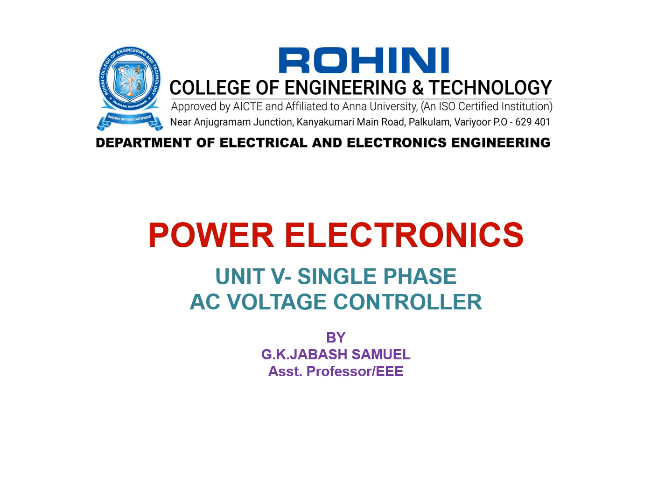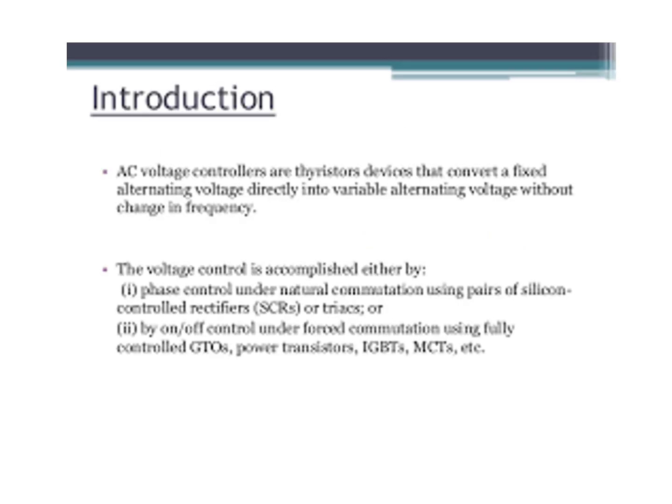So let us discuss the concept of single phase AC voltage controller. An AC voltage controller is a device which converts the unregulated AC voltage into regulated AC. These are thyristor devices that convert a fixed alternating voltage directly into variable alternating voltage without changing its frequency. The voltage control is accomplished either by phase control under natural commutation or by on-off control.